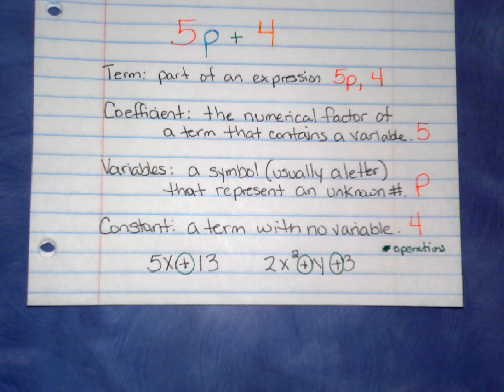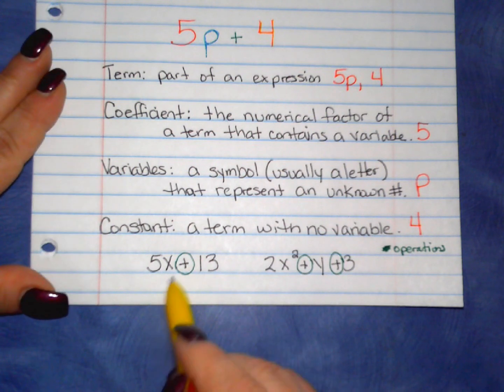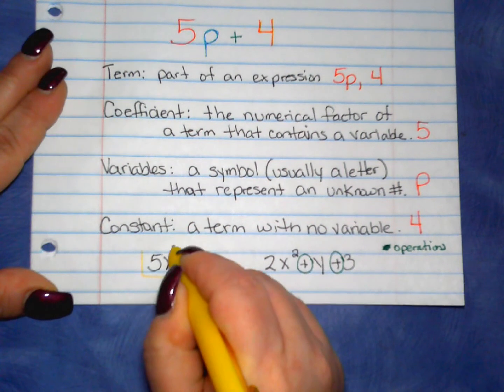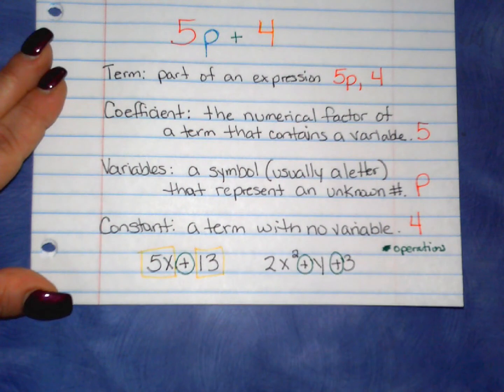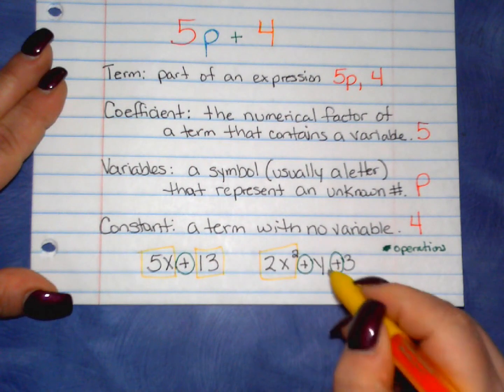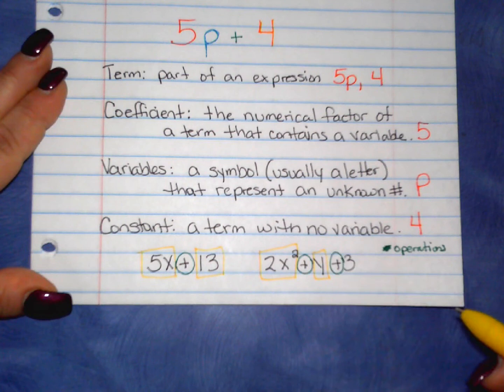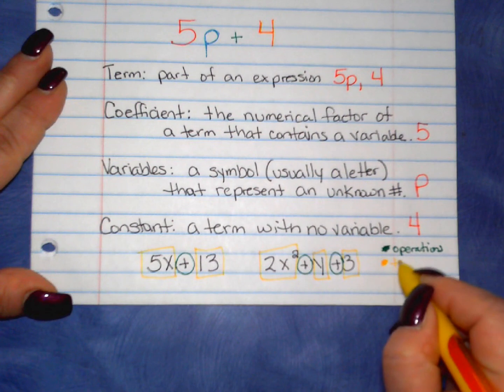And then, okay, I'm going to take yellow. And I am going to find all of the terms, okay? And I'm going to put a square around my terms. So 5x is a term. 13 is a term. 2x squared is a term. y is a term. And 3 is a term. So yellow, term.